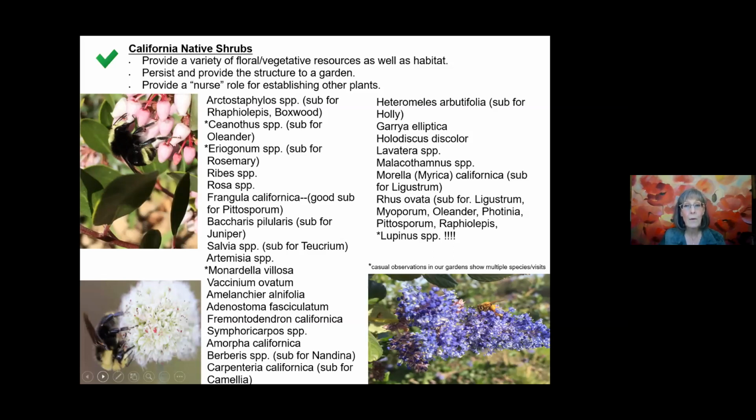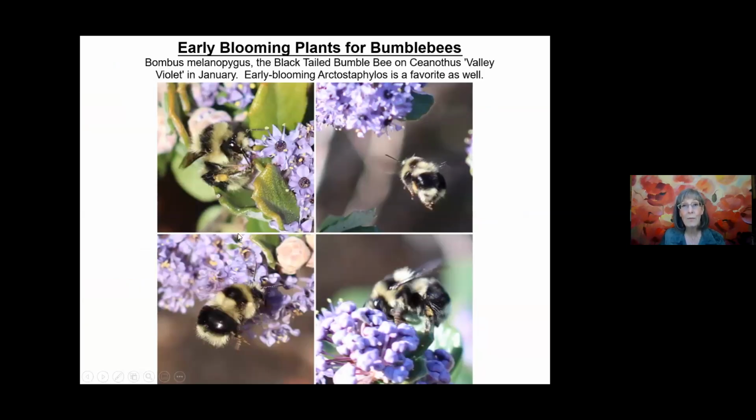All of these we have in our gardens, except for perhaps the Garrya elliptica, but it really provides a lot of resources. I like to have a lot of early blooming plants because one of my favorite pollinators are bumblebees. Here in Palo Alto, we have 2 different species that I see regularly. This one is Bombus melanopygus, the so-called black-tailed bumblebee, a cute little bee butt here. And this Ceanothus 'Valley Violet' blooms pretty early in January, and she is out because bumblebees can warm up their bodies with their flight muscles. They can come out when it's cold.